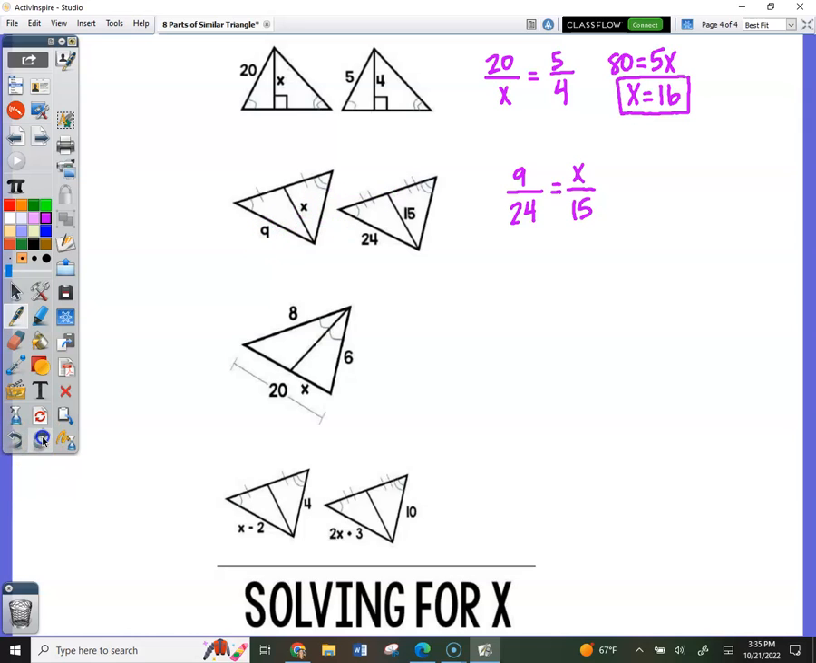If you go that way, when you cross multiply, 9 times 15 is 135 equals 24x. When you divide, you will get a decimal. 5.625. Let me double check that. Five point six two five. So this is a 2.